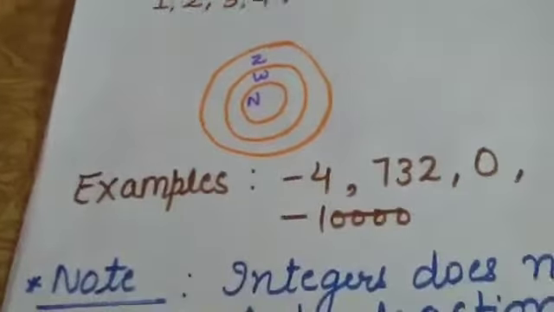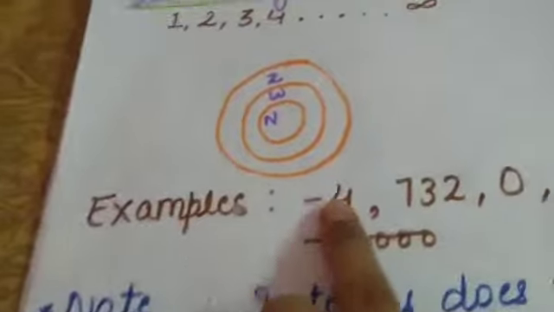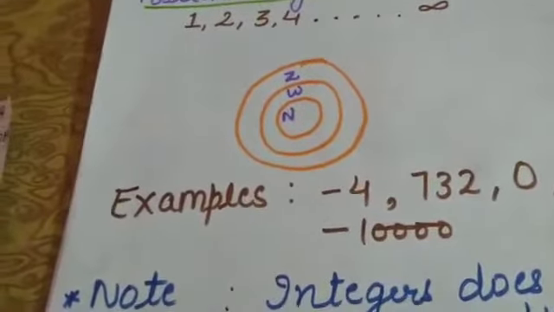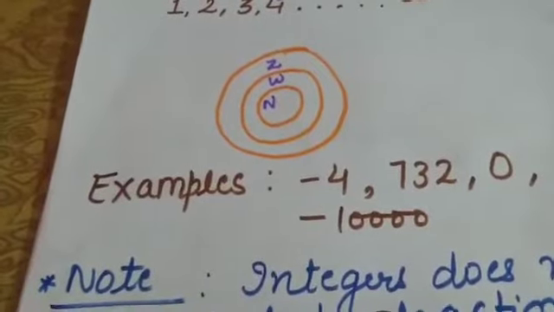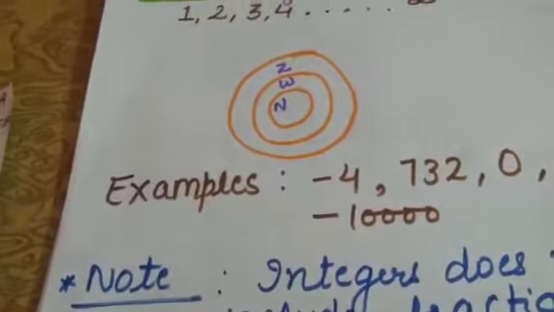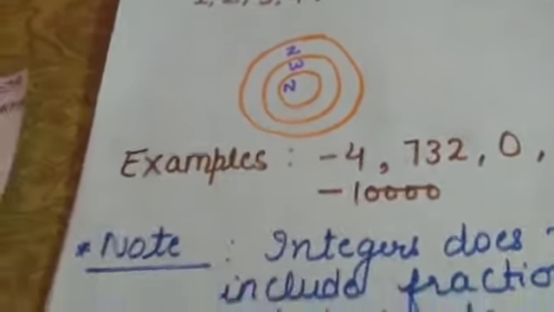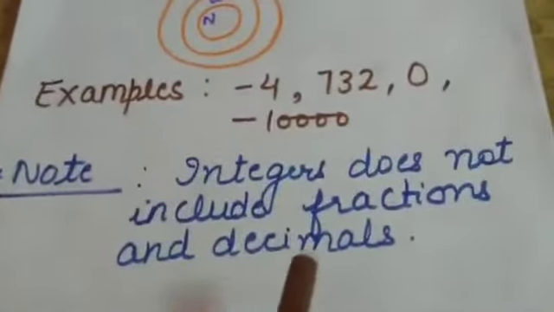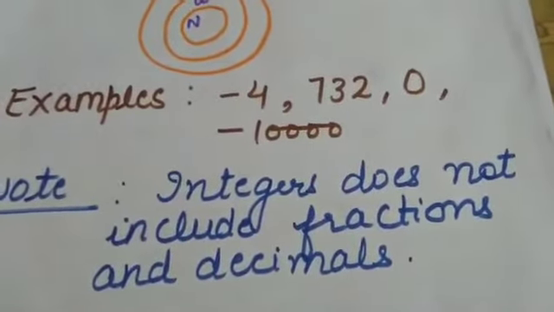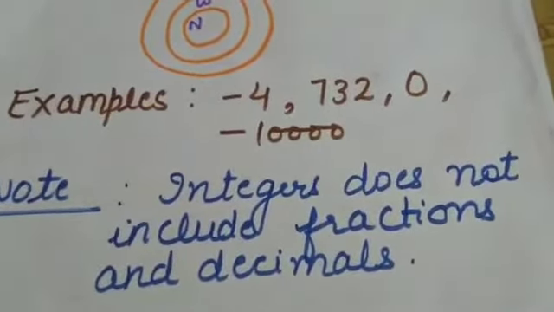Let us consider some examples of integers. -4, 732, 0, -10,000, etc. are some examples of positive as well as negative integers. Now one important point to be noted is that integers do not include fractions and decimals. They are complete numbers like natural and whole numbers, including negative numbers. So they do not include fractions and decimals. Be careful with this point.